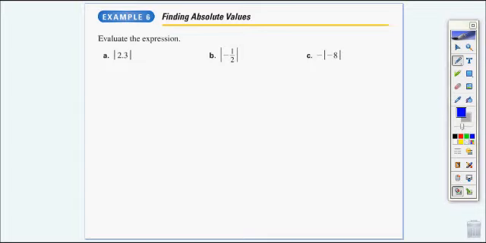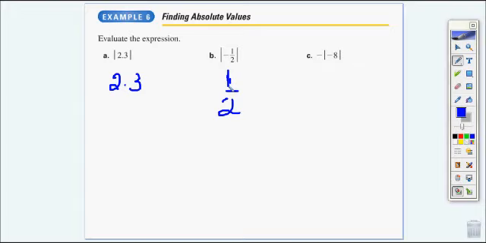So it says evaluate the expression. Now, absolute value symbols are very similar to parentheses. They should be counted the same as far as order of operation. So 2.3, but we have absolute value. So how far is that from the origin? It's still 2.3. Negative 1/2, how far is that from the origin? It's going to the left, but in absolute value that doesn't matter. It's still just 1/2 away from the origin, 1/2 step.